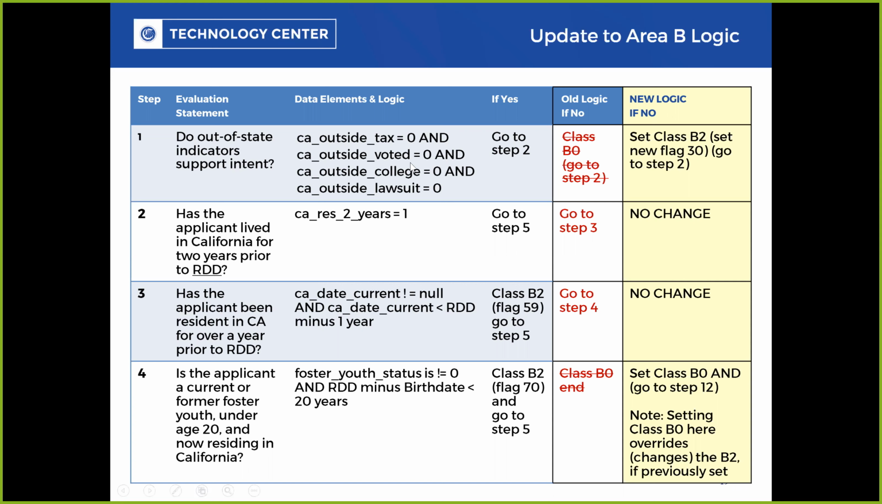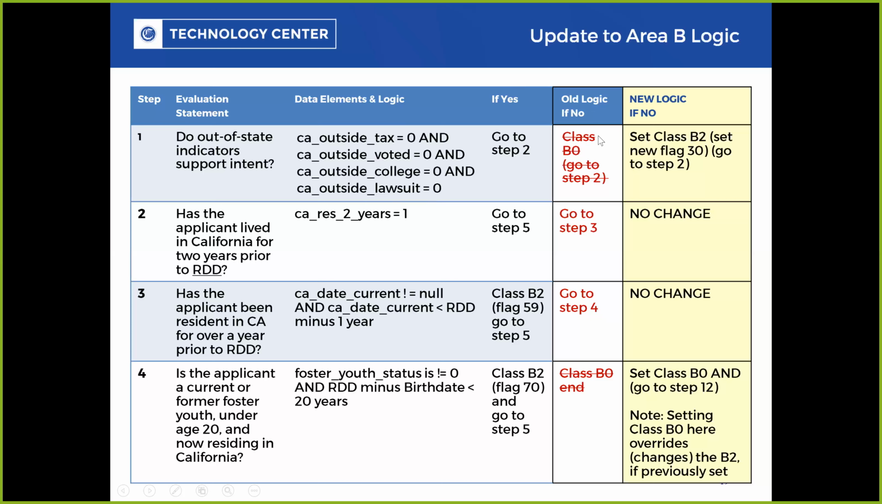And you can see this is a little bit tricky. It's a little bit backwards, but a 0 means no. So if all 4 of those are no, meaning if yes, all 4 of those are no, go to step 2. And then we start walking through the logic from there. If no, meaning yes, there's some problem. They pay taxes out of California.